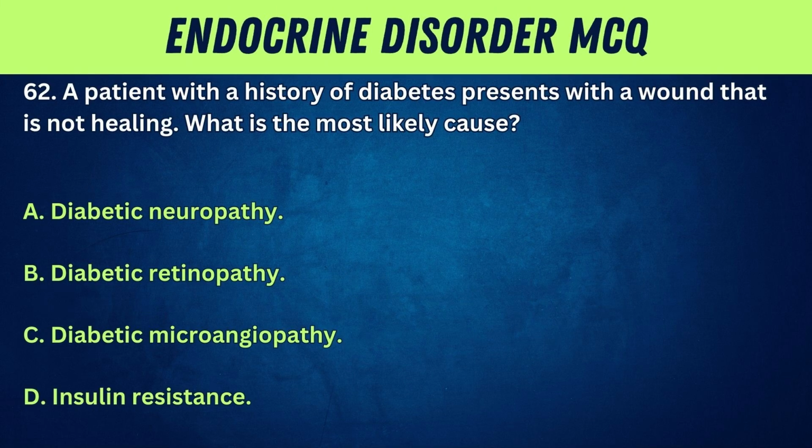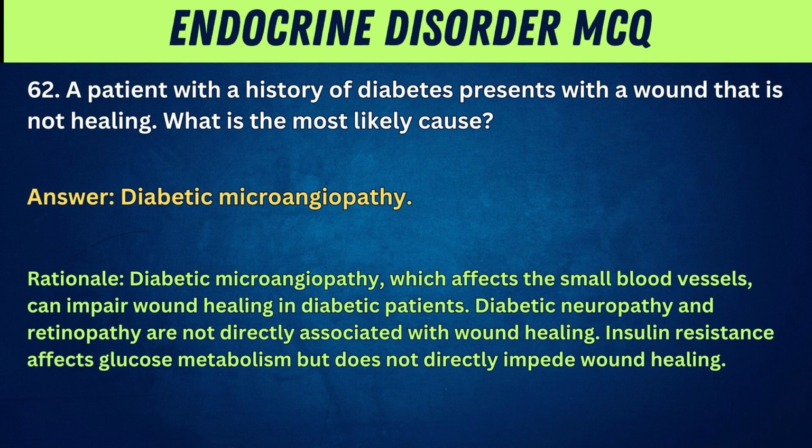62. A patient with a history of diabetes presents with a wound that is not healing. What is the most likely cause? A. Diabetic neuropathy. B. Diabetic retinopathy. C. Diabetic microangiopathy. D. Insulin resistance. Answer: Diabetic microangiopathy. Rationale: Diabetic microangiopathy, which affects the small blood vessels, can impair wound healing in diabetic patients. Diabetic neuropathy and retinopathy are not directly associated with wound healing. Insulin resistance affects glucose metabolism but does not directly impede wound healing.